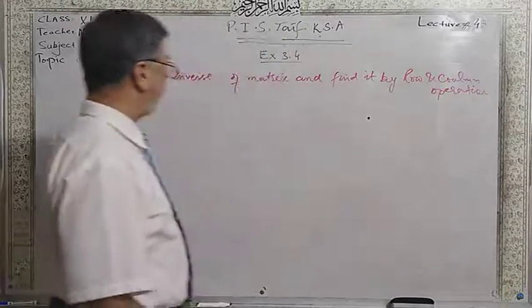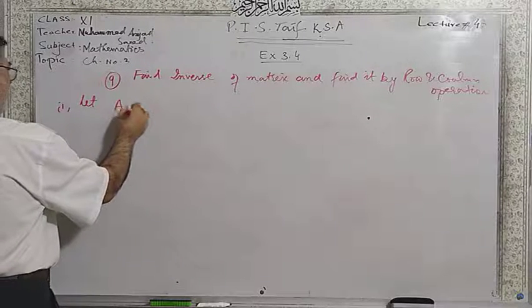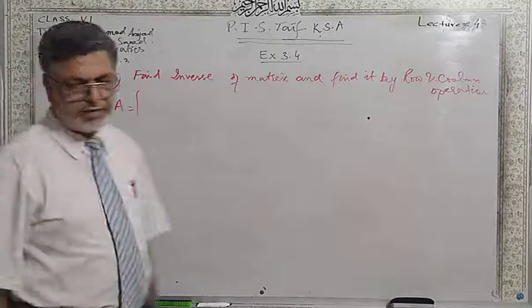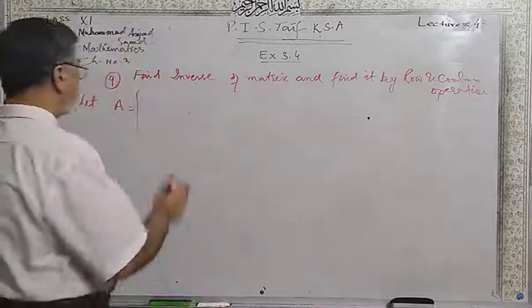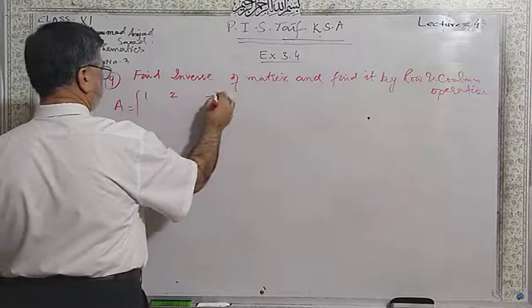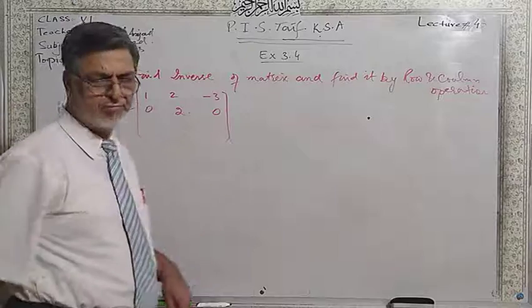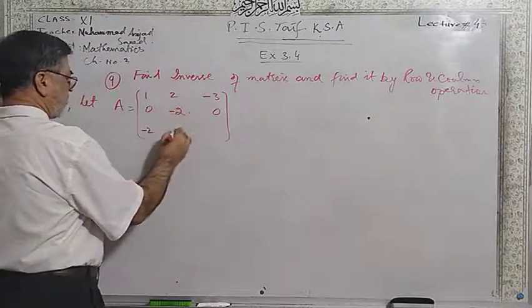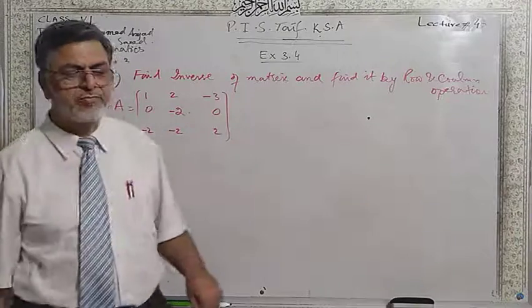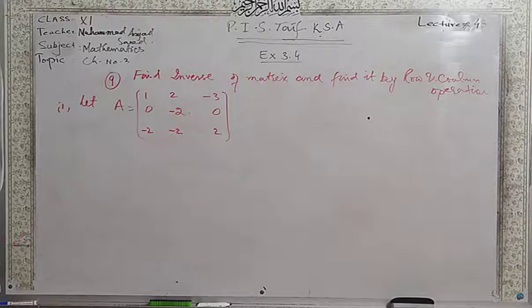First of all, we have the first part. Let A be equal to the matrix with rows 1, 2, minus 3; 1, 2, minus 3 is written again as 1, 2, minus 3; 0, 2, 0; and 0, minus 2, minus 2, 2. Dear students, this is a 3 by 3 matrix.